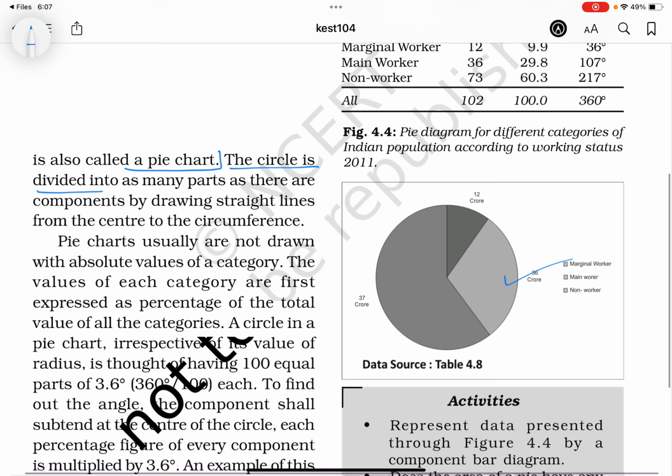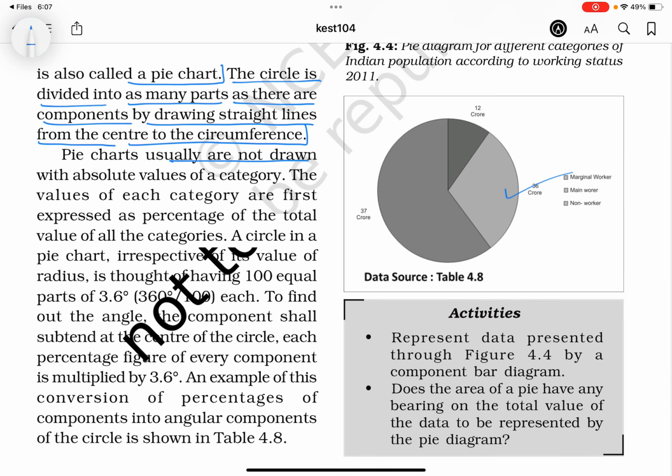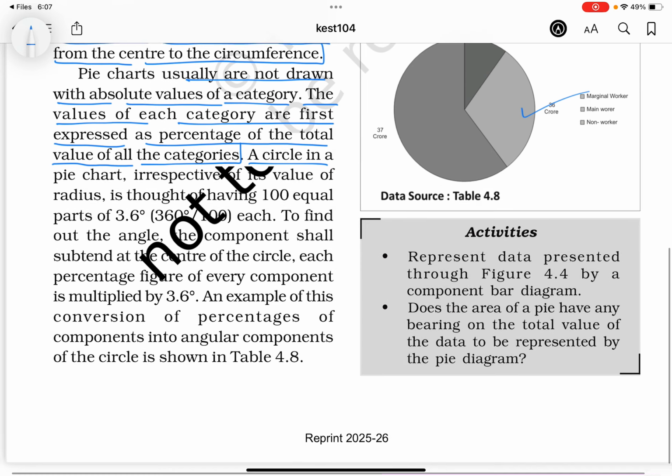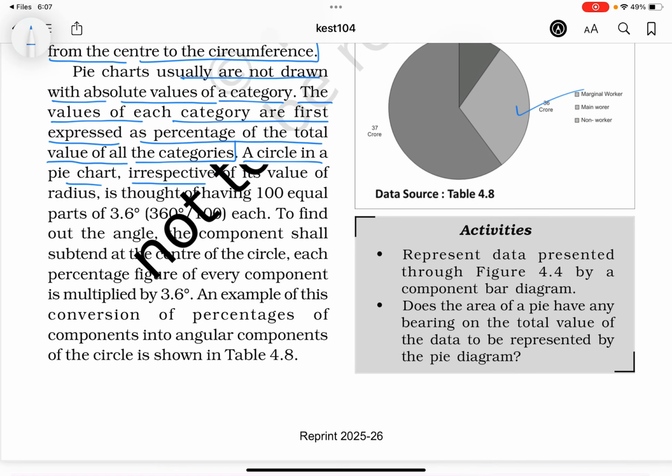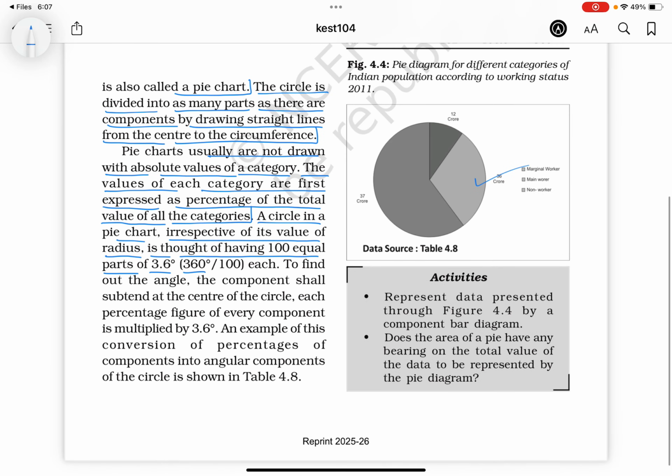The circle is divided into as many parts as there are components by drawing straight lines from the center to the circumference. Pie charts usually are not drawn with absolute values of a category. The values of each category are first expressed as a percentage of the total value of all the categories. A circle in a pie chart, irrespective of the value of its radius, is thought of as having 100 equal parts of 3.6 degrees each, that is, 360 degrees upon 100.